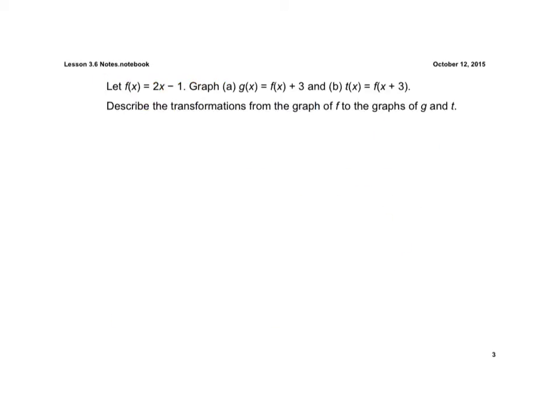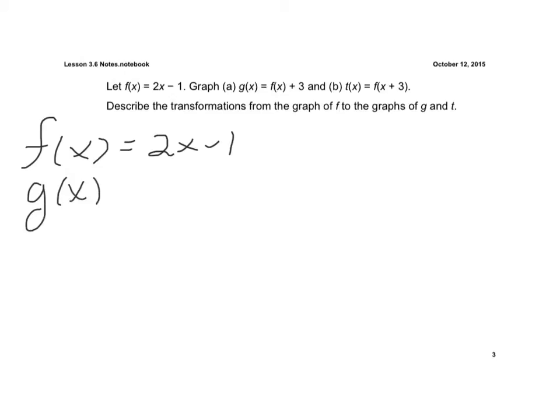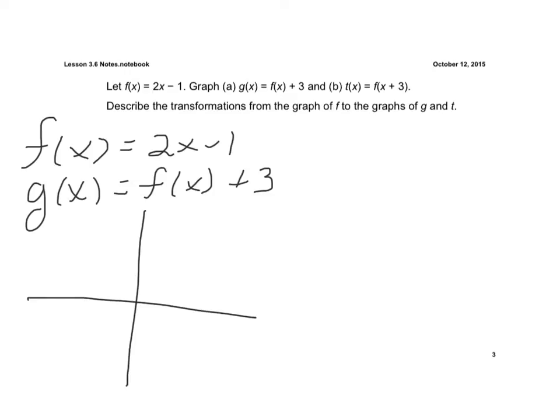So if we take a look at this first example, our original function, our f of x, is equal to 2x minus 1. Now our g of x is the same function, f of x, but we're going to increase it by 3. So if I have my graph, my original function was 2x minus 1, so it has an intercept of negative 1, a slope of 2, so I go up 2 over 1, and I make my graph.